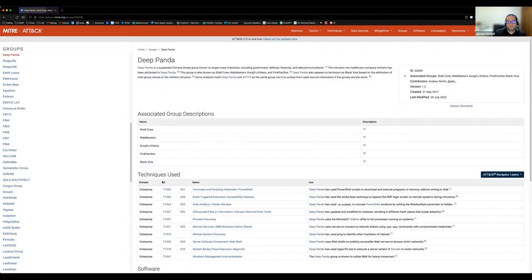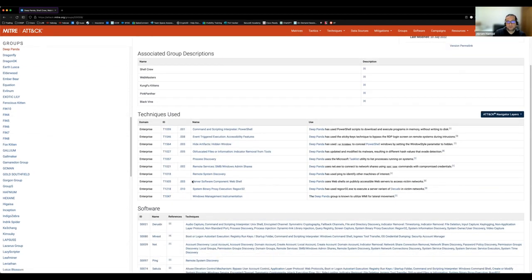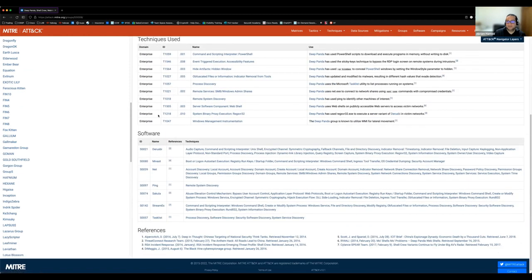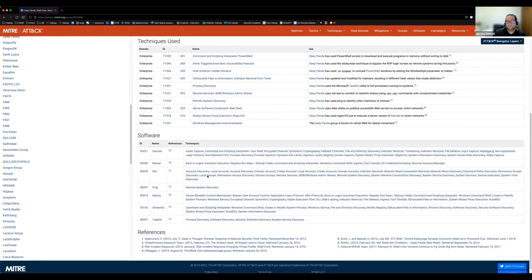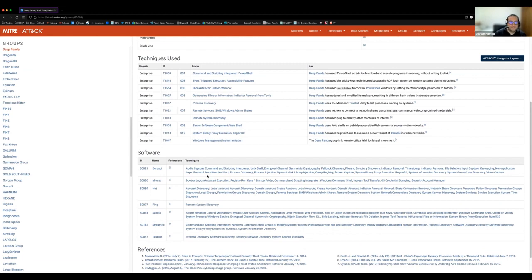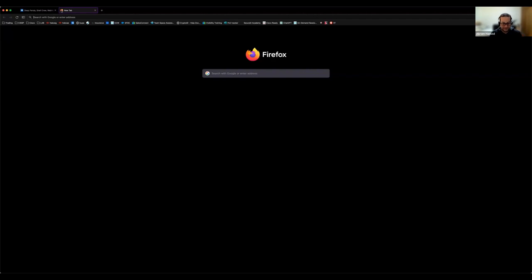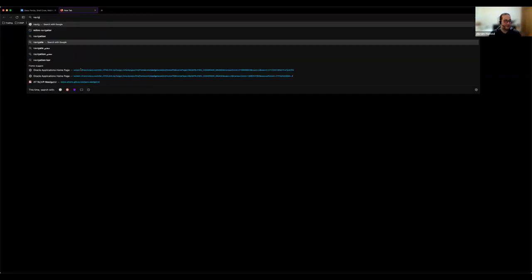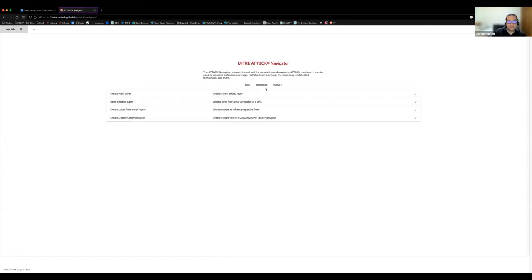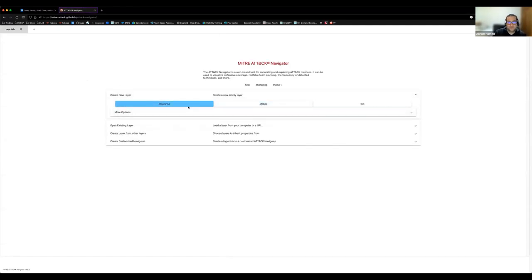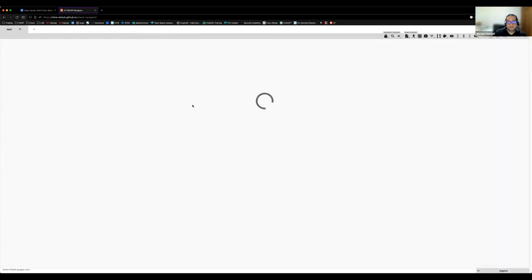If you click on Deep Panda, for example, it will tell you that Deep Panda is known to be associated with these other groups. It will tell you that usually these guys use these techniques and usually these guys use this software. But again, on this MITRE website, we're basically navigating by clicking through. Another tool that you can leverage is what we call the MITRE Navigator, which is basically a simplified way of doing this. So if you create a new layer, let's do it as enterprise in this case.